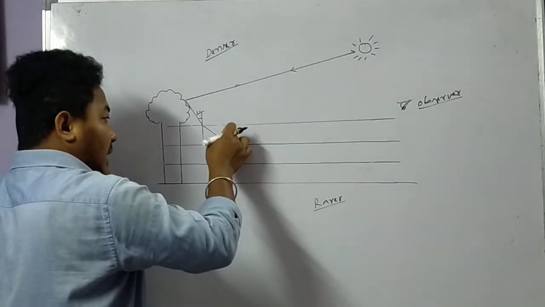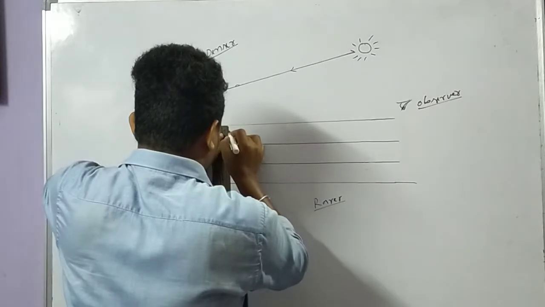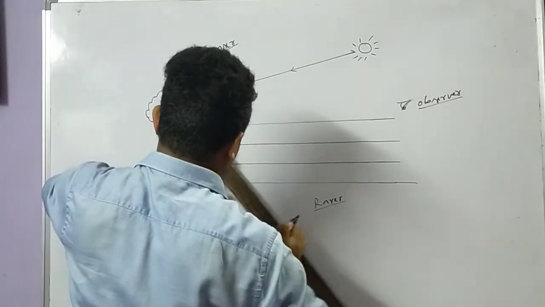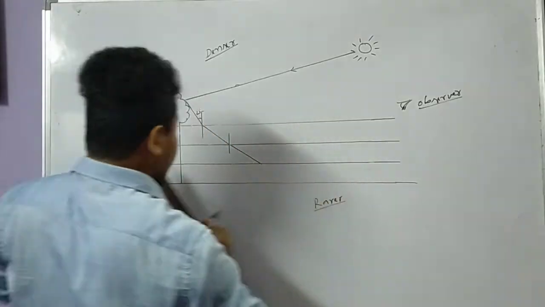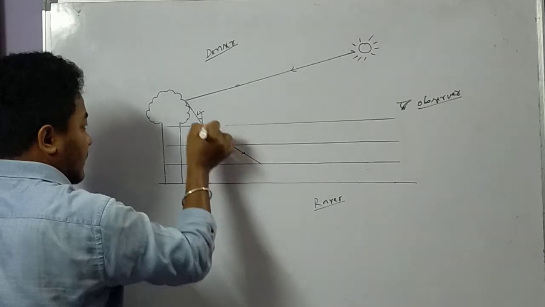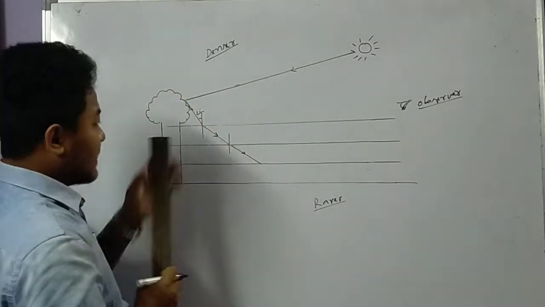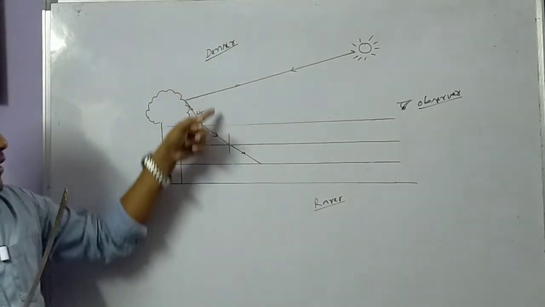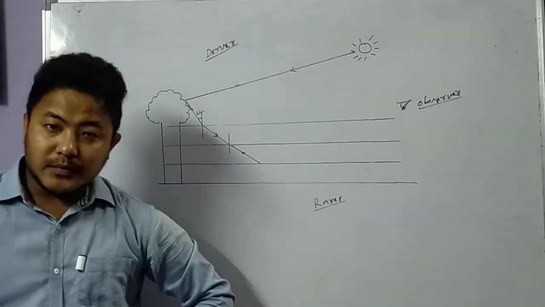Similarly, when it enters from this layer to this layer, again the ray of light will bend away from the normal. So it will be like that. Okay, so that is how the ray of light enters layer by layer. In both cases, it is going from denser to rarer medium, so the ray of light is bending gradually away from the normal.